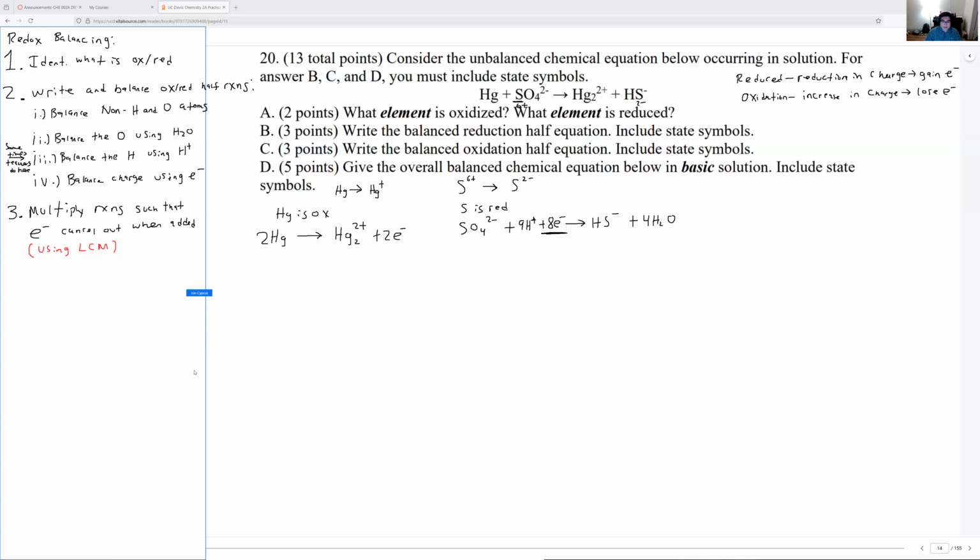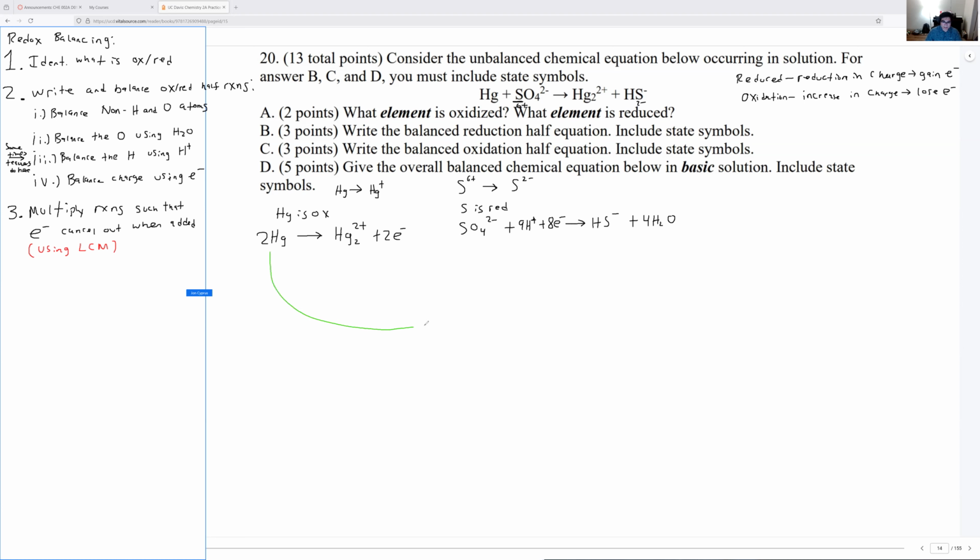So the least common multiple of 2 and 8, right? The electrons from both of these reactions is 8, right? 2 goes into 8. If it was like 3 and 4, that would be 12, right? So you'd multiply them to be 12. But in this case, it's 8. So I'm gonna multiply the first reaction by 4.